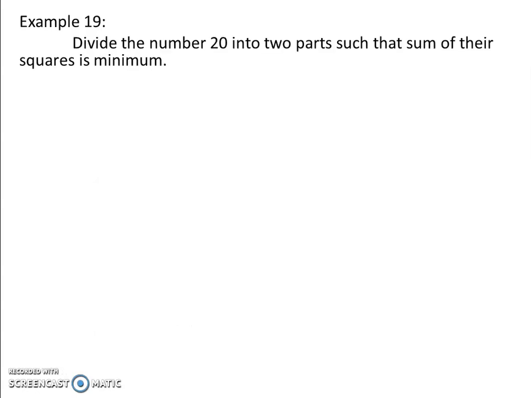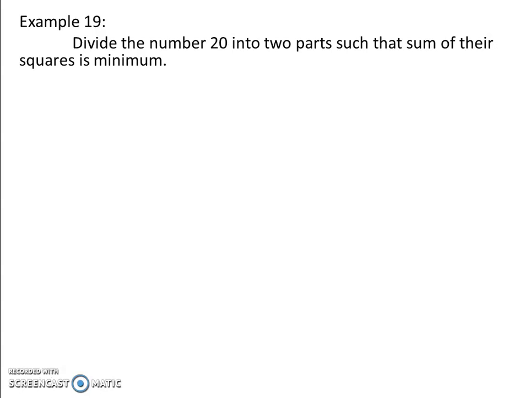Let us solve one more example. Divide the number 20 into two parts such that their sum of squares is minimum. So here the problem is in words, but we have to check for minimum. That is, it is a problem of maxima and minima. Minima का problem है.